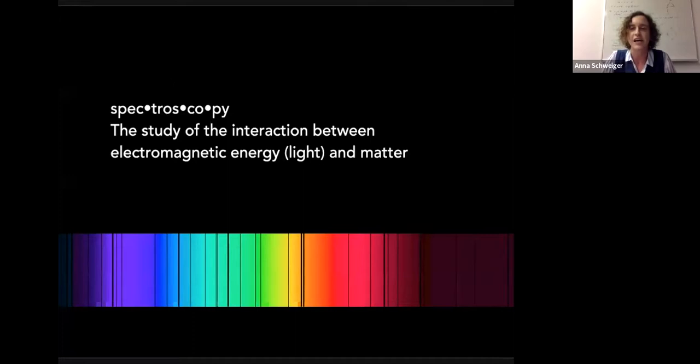Spectroscopy, what is spectroscopy? Spectroscopy is defined as the study of the interaction between electromagnetic energy and matter. The history of modern spectroscopy goes back to the early 19th century. In 1817, Joseph von Fraunhofer discovered dark lines in the solar spectrum, and he also measured the wavelengths that are associated with those lines. Later, Kirchhoff and Bunsen noticed that these wavelengths coincide with characteristic emission lines of heated elements. And they rightfully concluded that the absorption features in the sun were caused by the chemical elements of the sun's atmosphere.